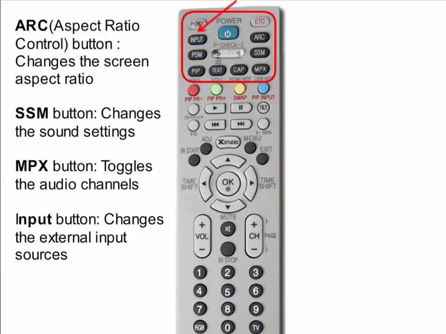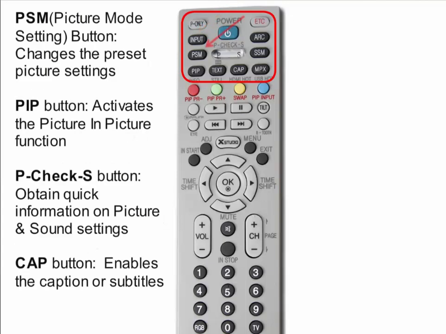The input button is used to change the external input sources like AV, component, and HDMI. The PSM button, also known as picture mode setting, is used to change the preset picture settings like movies, sports, games, expert 1 and 2, clear picture, etc.